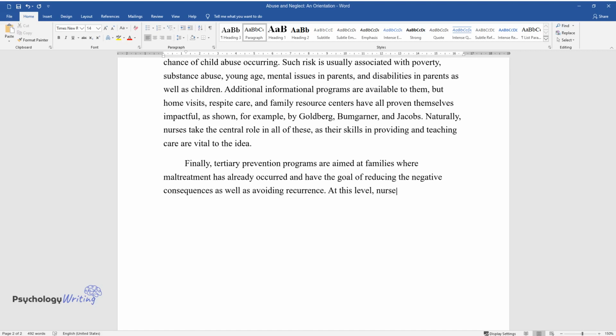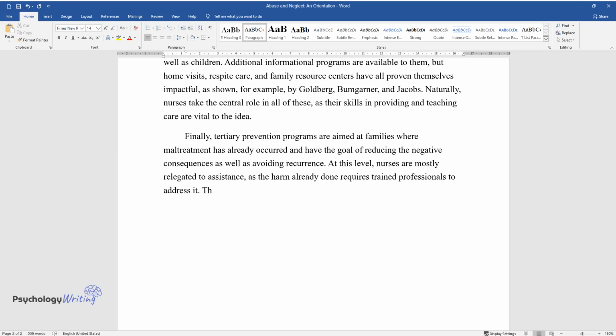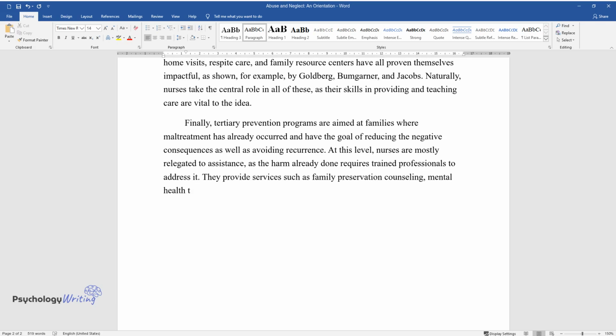At this level, nurses are mostly relegated to assistance, as the harm already done requires trained professionals to address it. They provide services such as family preservation counseling, mental health treatments, and parent support and mentor programs.